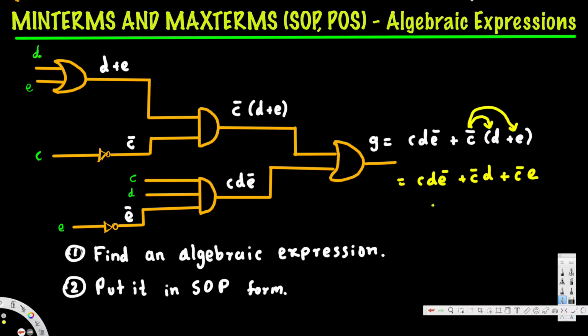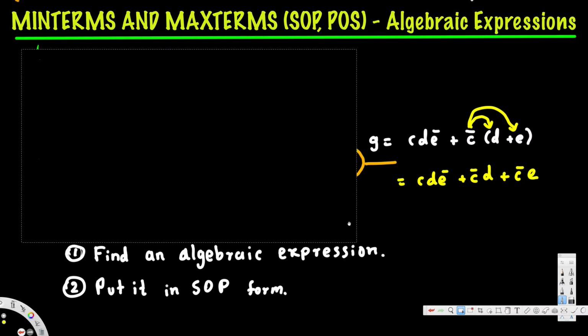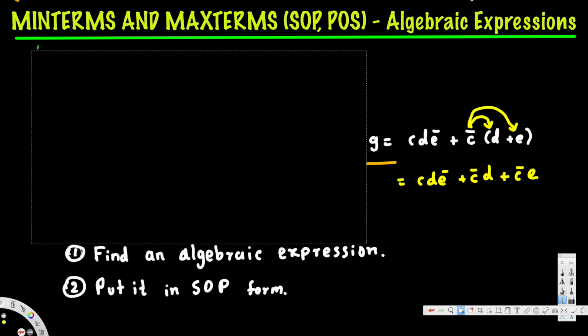Now this is not the only way to write the final answer. You can also express this in terms of minterm and maxterm. Let's see how we can do that. In order to do that, I have to create the table first. Let's get rid of this diagram. I'm going to create the truth table for this one.